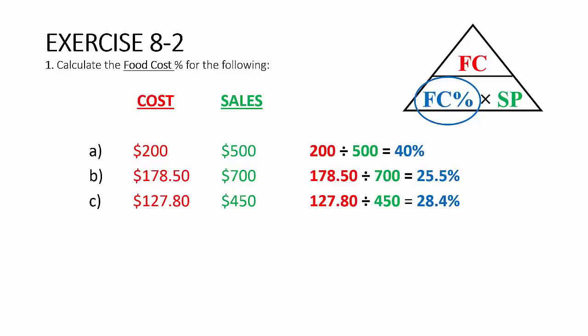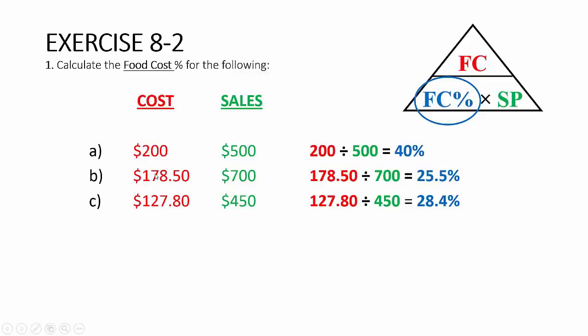In the first example in our exercise 8-2, we're given a list of costs, we're given a list of sales, and we're told to find the food cost percent. So according to our pyramid, right now we are looking for the food cost percent, so we must have these two values, and since they're on top of each other, we will divide those two. So we'll take the cost of $200, we'll divide it by the sales price or the menu price of $500, and we get 40%. In other words, if we had sales of $500 today and it cost us $200 in food, well, 40% of every dollar we made will go to pay for the cost of that food.